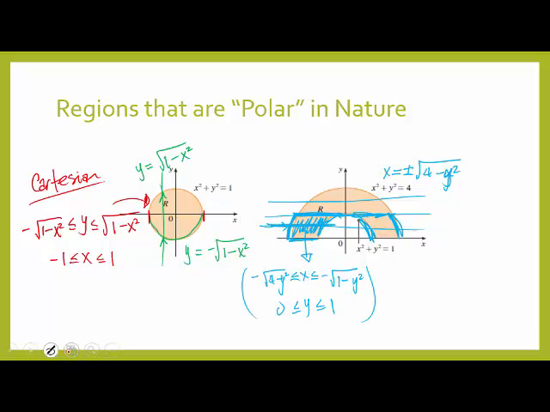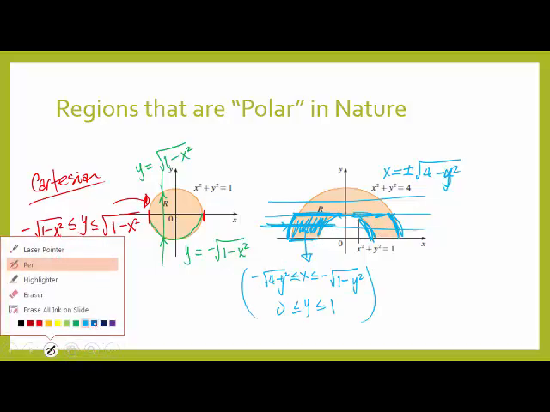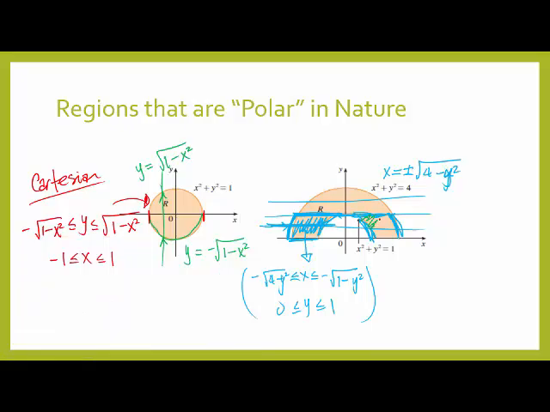Now I have to consider another region. Maybe I'll change colors over here. And this will give me another set of limits. But guess what? I'm not even done yet, because now I have a third region that I haven't considered yet, because this region switches functions.